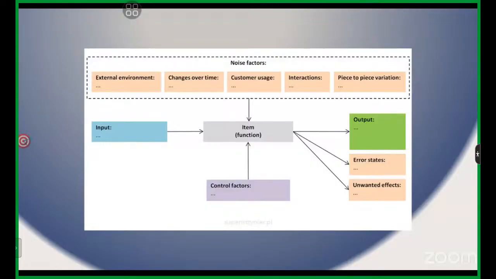So if things go wrong here, the environment changes over time, customers' usage, those are noise factors. When they go wrong, they bring about error states and unwanted defects. So you analyze this, either failures or passes, acceptability or unacceptability, and many other binary data sets that can be obtained.